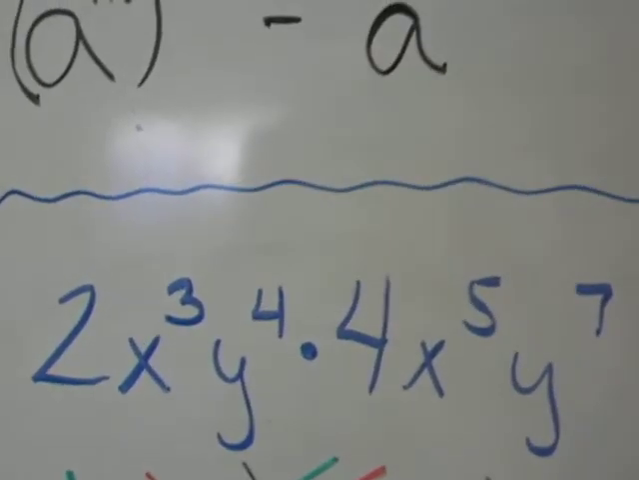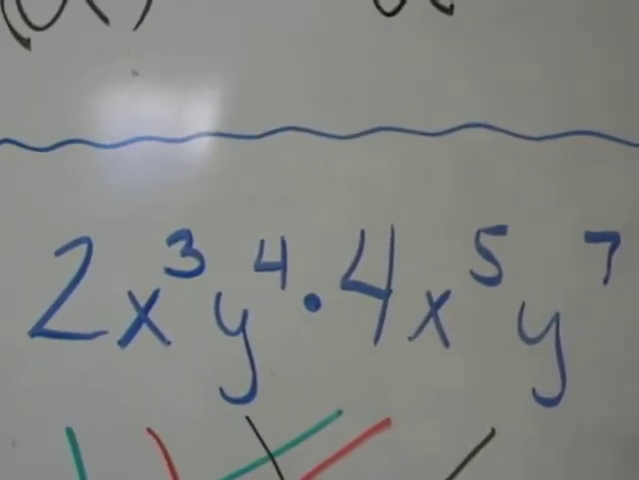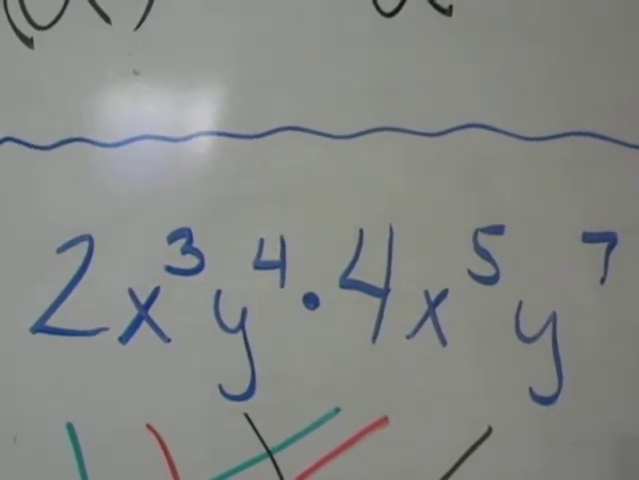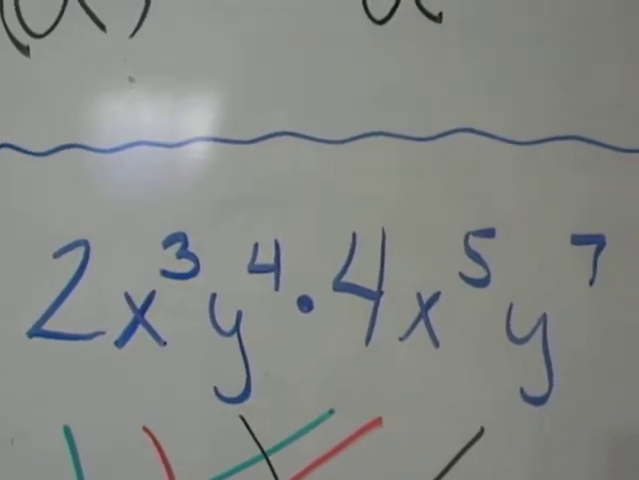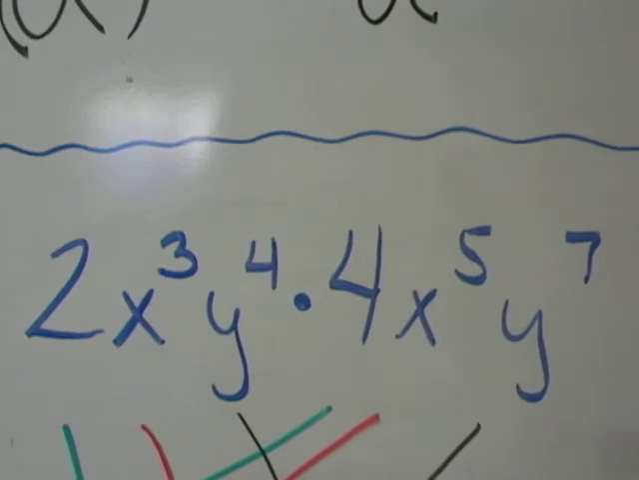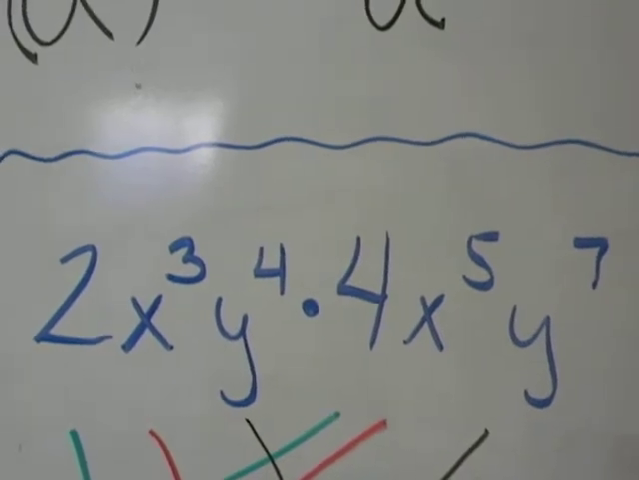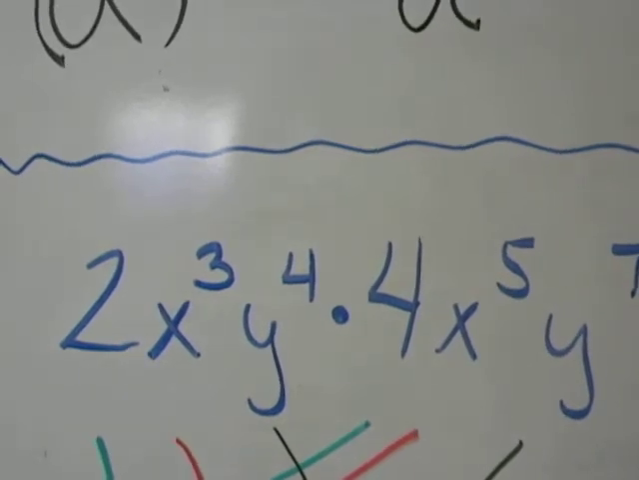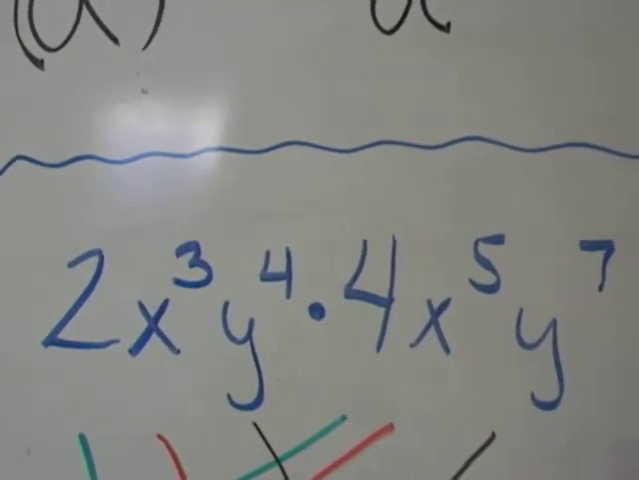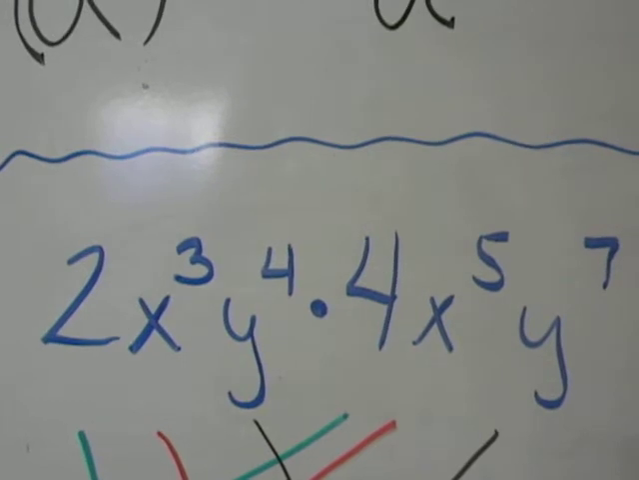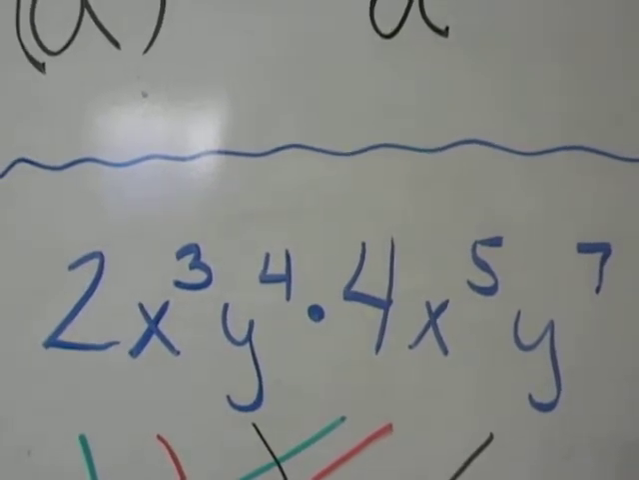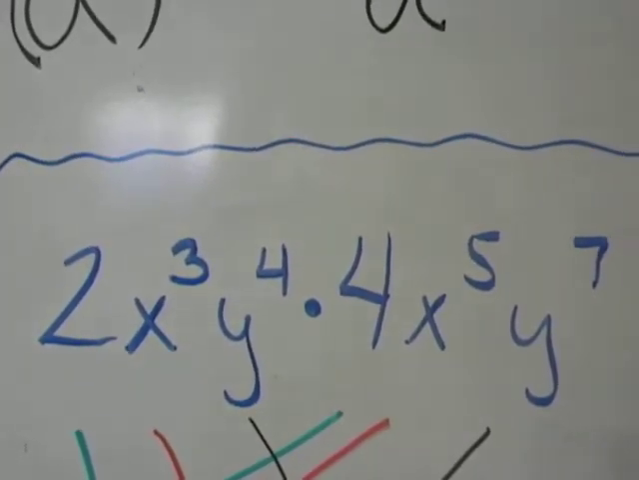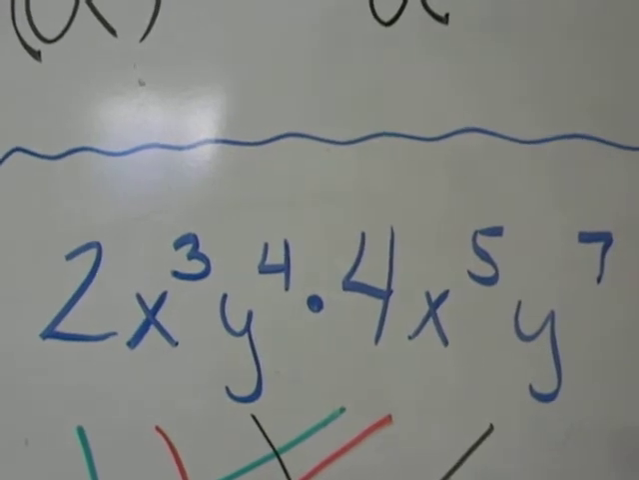So let's take a slightly longer problem. 2 multiplied by x to the third multiplied by y to the fourth multiplied by the term 4x to the fifth y to the seventh. The coefficients, 2 and 4, you will simply multiply. The common bases of x, one is x to the third and one is x to the fifth. Based on the first rule I showed you, you will simply add their exponents.